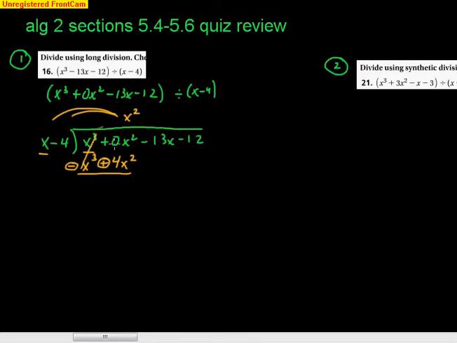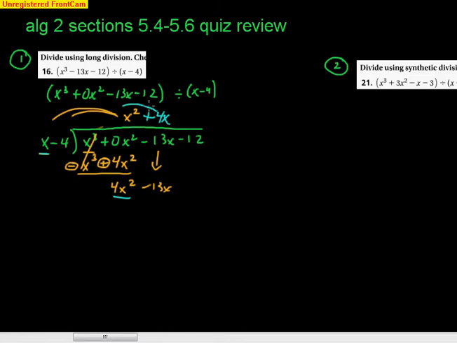The x cubes cancel. 0 plus 4 is 4x squared. And I bring down the minus 13x. Okay? Alright, new color. Here we go. So now, again, compare x with 4x squared. What do I multiply x by to make it a 4x squared? Well, I need a positive 4, and x to become x squared has to be multiplied by another x.